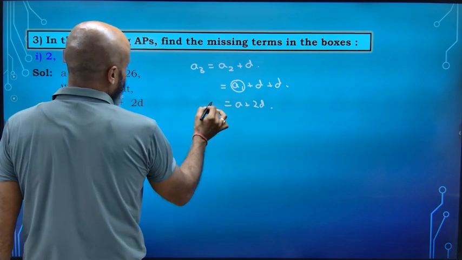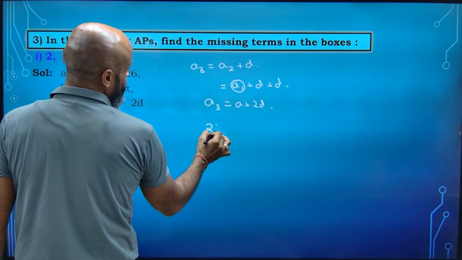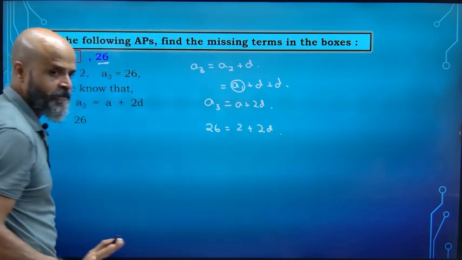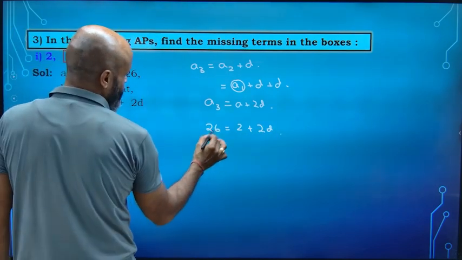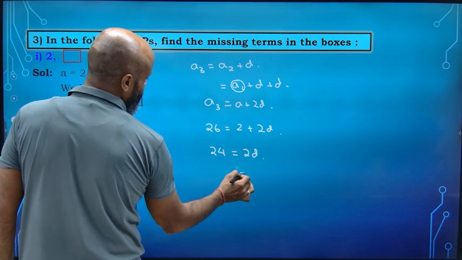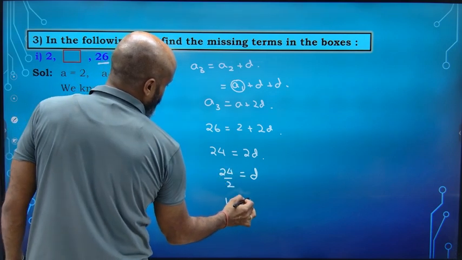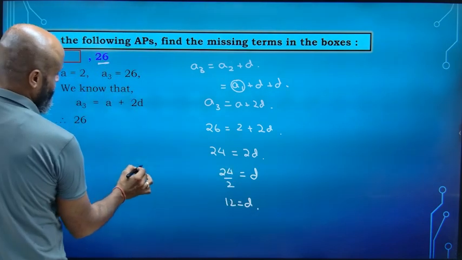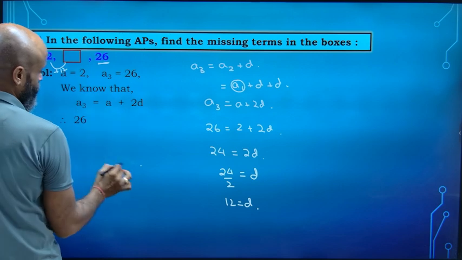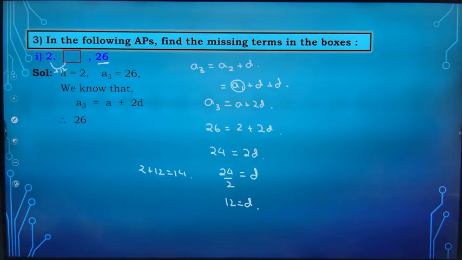So this is basically A3. So A3 is 26. A is given as 2, plus 2D. We can do it this way as well. So here 26 minus 2 will become how much? 24. This is 2D. So therefore D is equal to 24 by 2. That is 12. So obviously the value of x here will be how much? Or rather this will be 2 plus 12. So 2 plus 12 will be 14. Second term will be 14.